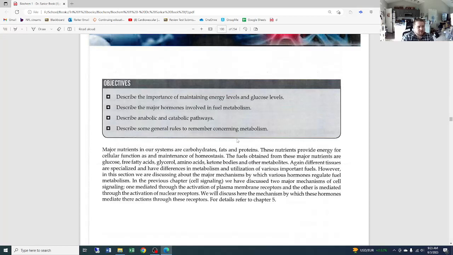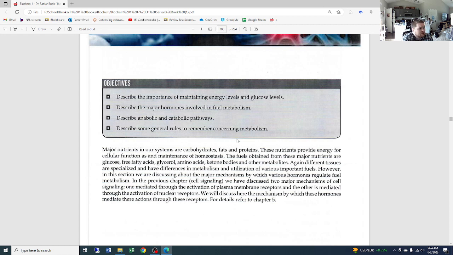Okay, so looking at our objectives, first and foremost, describe the importance of maintaining energy levels and glucose levels. We'll get a little bit into conditions like diabetes, which we know can have a hard time controlling blood sugar levels or glucose levels, saying the same thing. And essentially, if our glucose levels are too high or too low, either of those can cause some serious harm to our bodies.